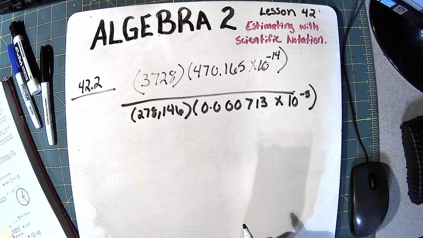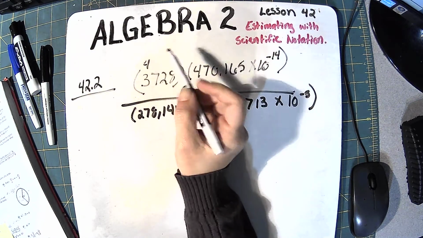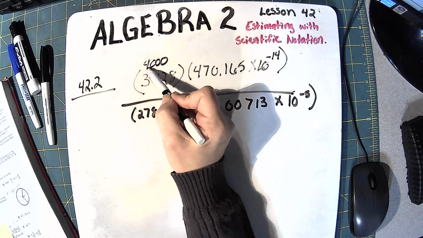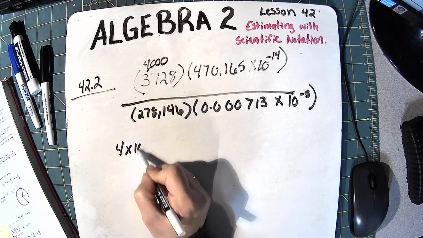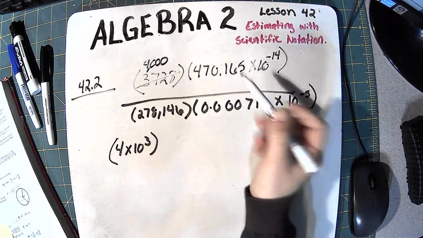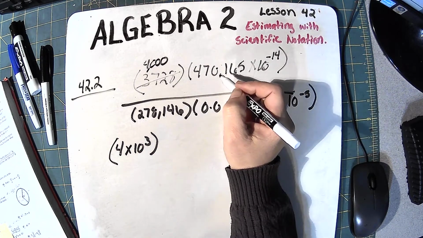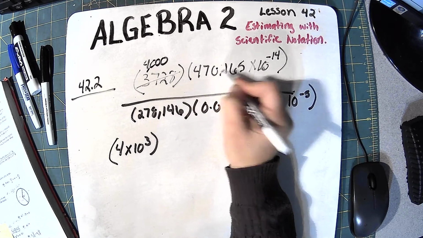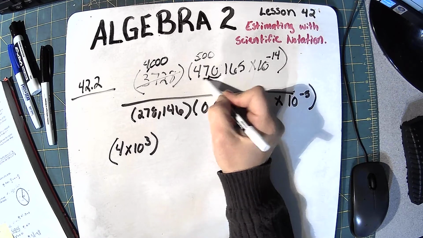All right. So we're going to round everything and fix our scientific notation. So this one we're going to say is about 4,000, which would be 4 times 10 to the third. That's that first one right there. All right, this one, let's see, this is about 500.